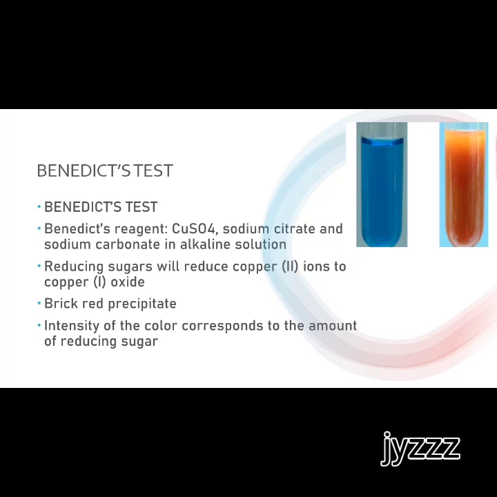Okay, and so that is for your Benedict's test. Again, a green color will give you a 1 plus. Your green precipitate will give you 2 plus. For the grading, 3 plus for your yellow precipitate, 4 plus for orange precipitates, and then 5 plus for brick red precipitate. Accordingly, that is the grading for your Benedict's test.